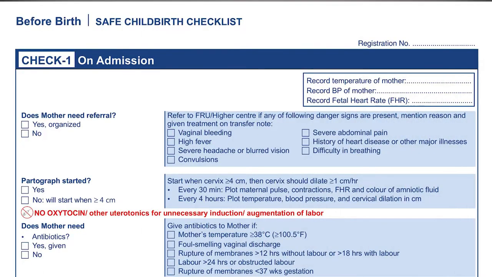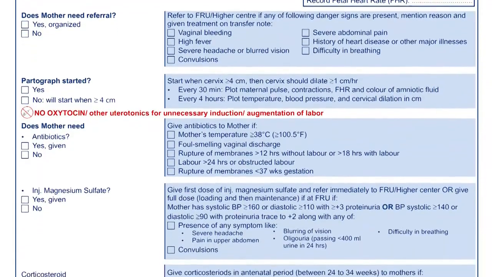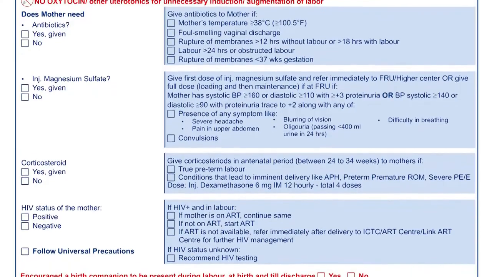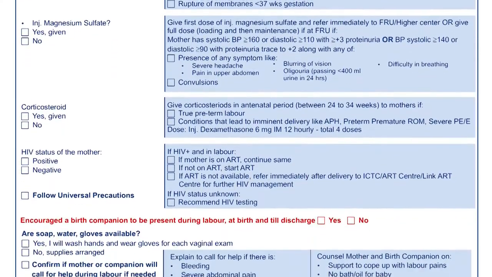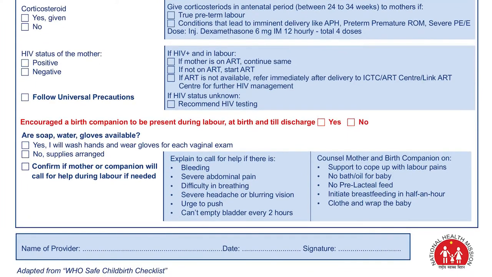Here is a visual view of check 1 of the Safe Childbirth Checklist. Here you can see on the left side are the activities to be performed on admission, and the prompts for these activities are given on the right side.